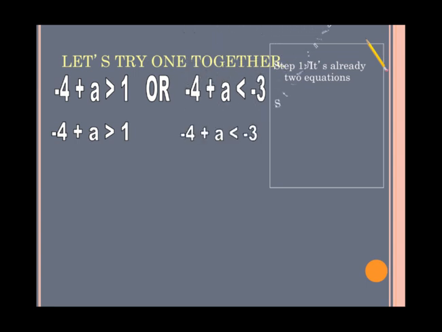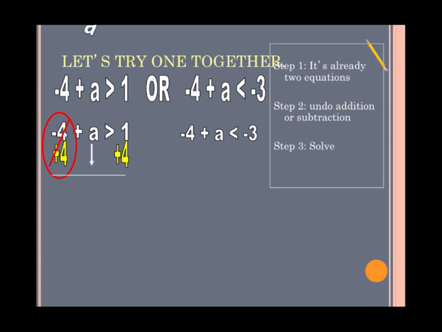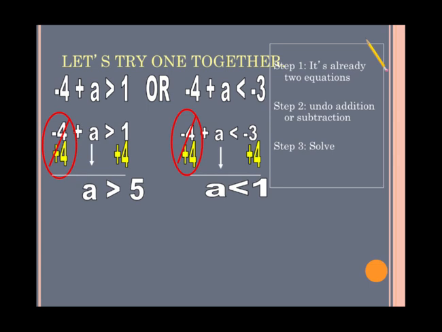And so what we have to do then is just go ahead and undo addition or subtraction and solve the inequality. So with this one, we're going to go ahead and add 4 to both sides. And we end up getting that a is greater than 5. On the other side, we're going to add 4 to both sides. And we end up getting that a is less than 1. So we have all real numbers that are greater than 5 or all real numbers that are less than 1.